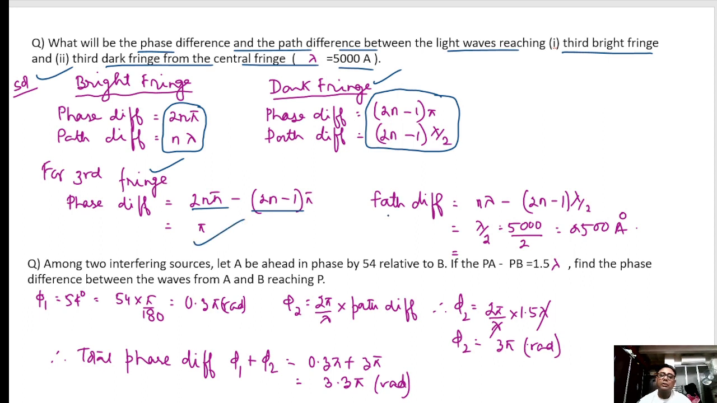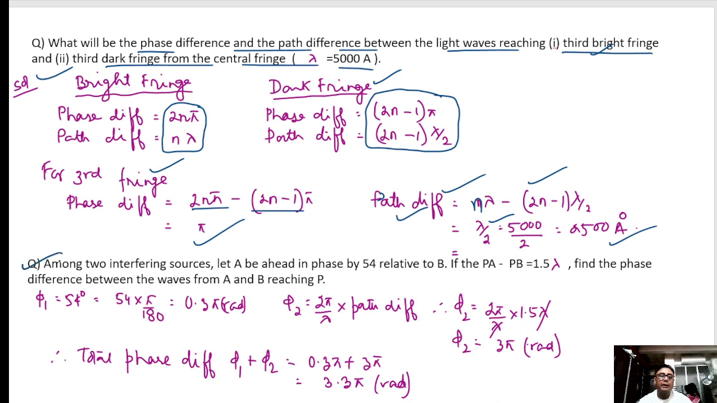and the path difference for the third bright fringe and third dark fringe will be this. Which is, this is n lambda. So this will be the thing. They are telling what will be the path difference and the phase difference between the two. One is a dark fringe, one is a bright fringe.